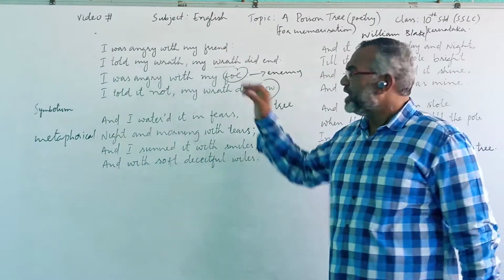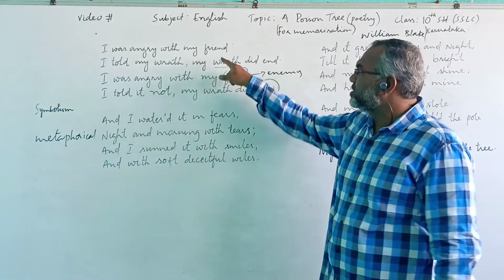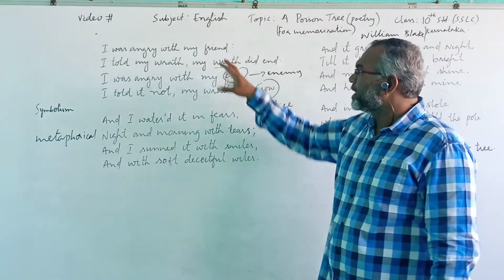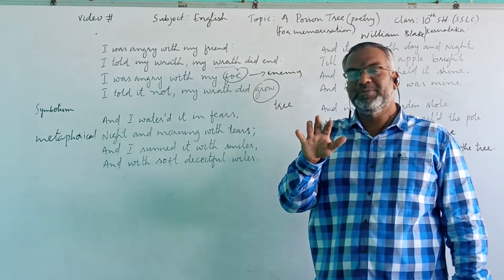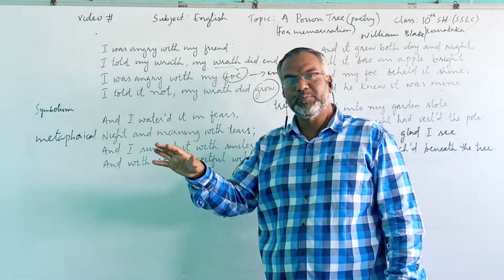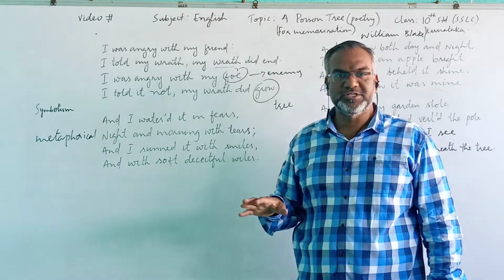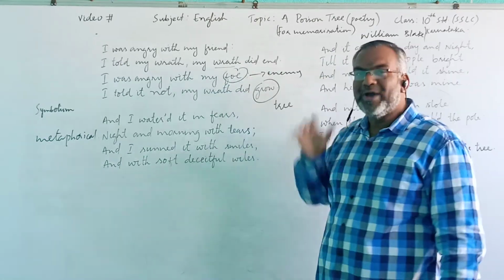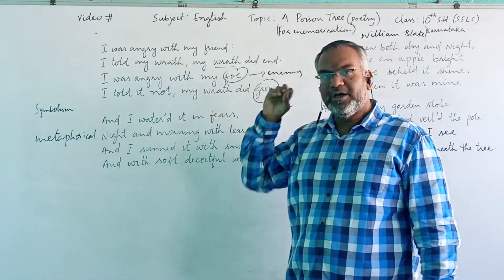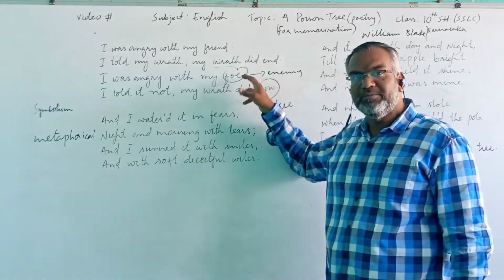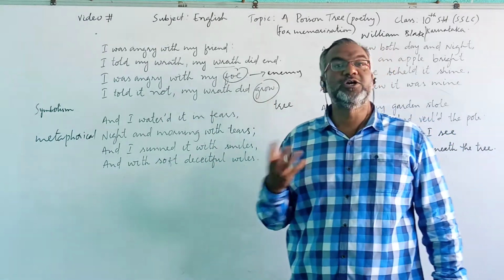Once again, I tell you, in the first stanza, there are 2 different situations. In one situation, the speaker was angry with his friend. He expressed his anger, and the anger went away. Anger vanished, came to an end. And in the second case, the speaker was angry with his foe, his enemy, but he did not go and talk to him, and because of that, the anger started growing.